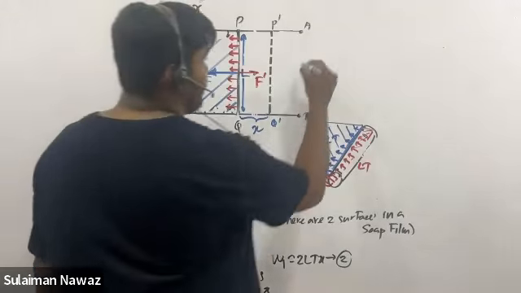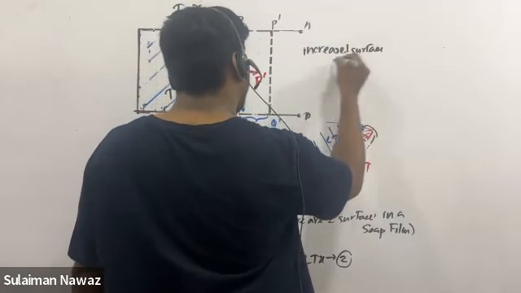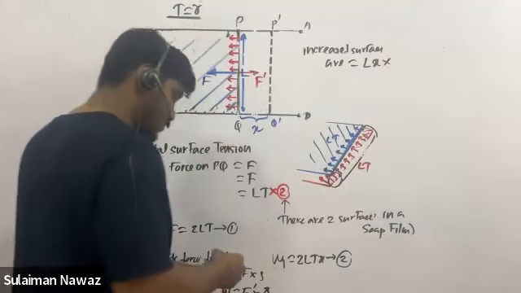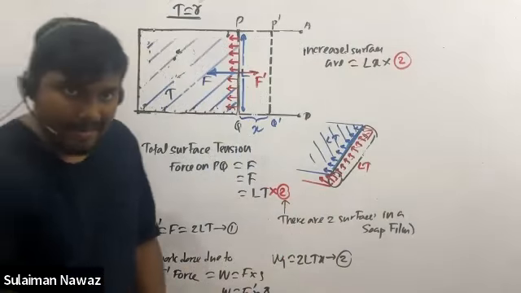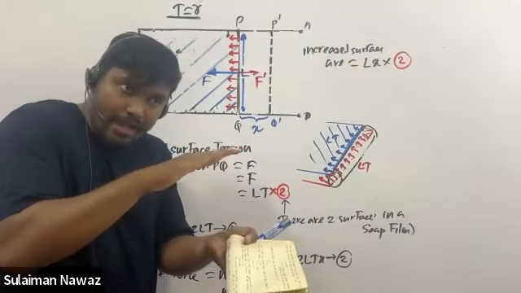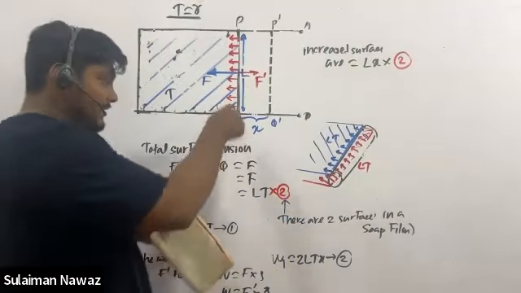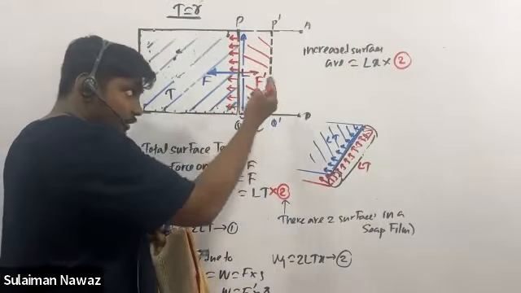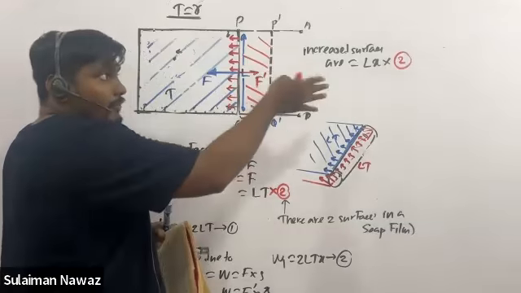Now the increased surface area is L into simple X into 2. Why? Because as I mentioned, this soap film has 2 layers. Then the topmost layer area also increased, the bottommost layer area also increased. So L into X, there are 2 layers. The topmost layer increased area is Lx, the bottommost layer increased area is also Lx. Therefore, 2Lx.